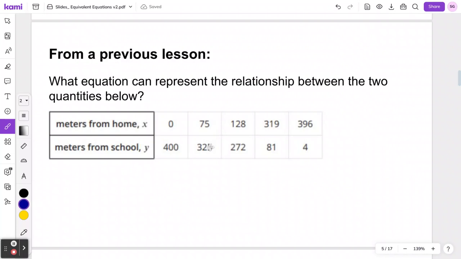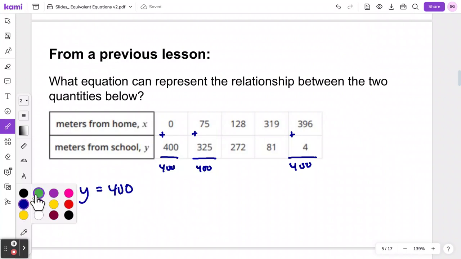First, some people noticed that every single time you add these two values together, it gets you to 400. That was true for every single set of numbers in our table. And so because it was true every single time, that could be a pattern. We used that pattern to help us figure out one way we could represent this table is with the equation x plus y. I'm adding these two values, and when I do, it equals 400.